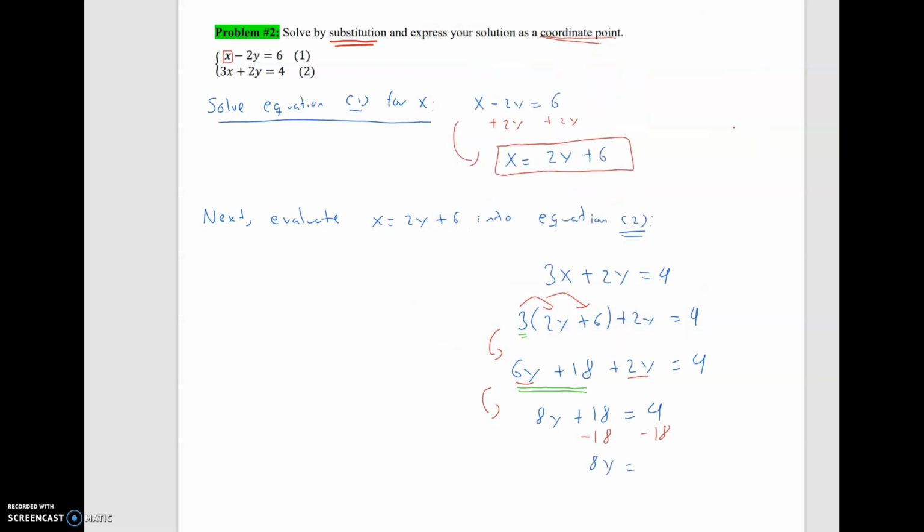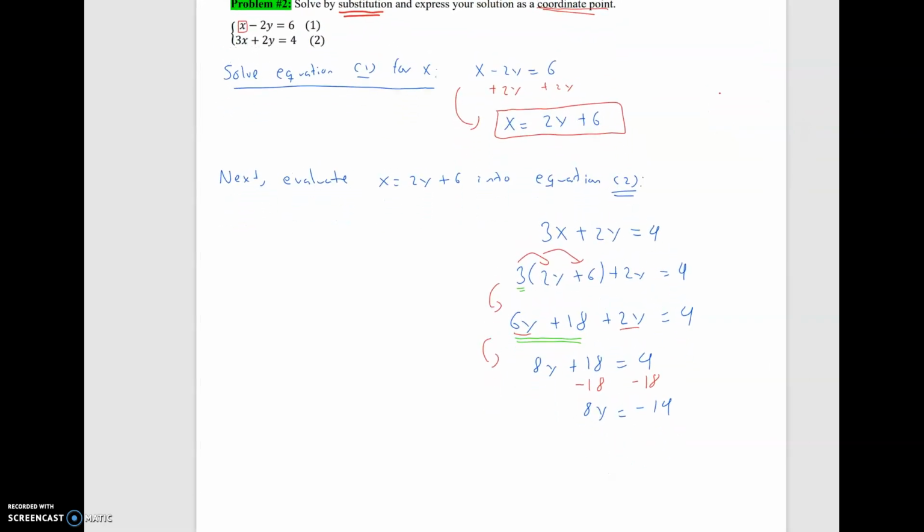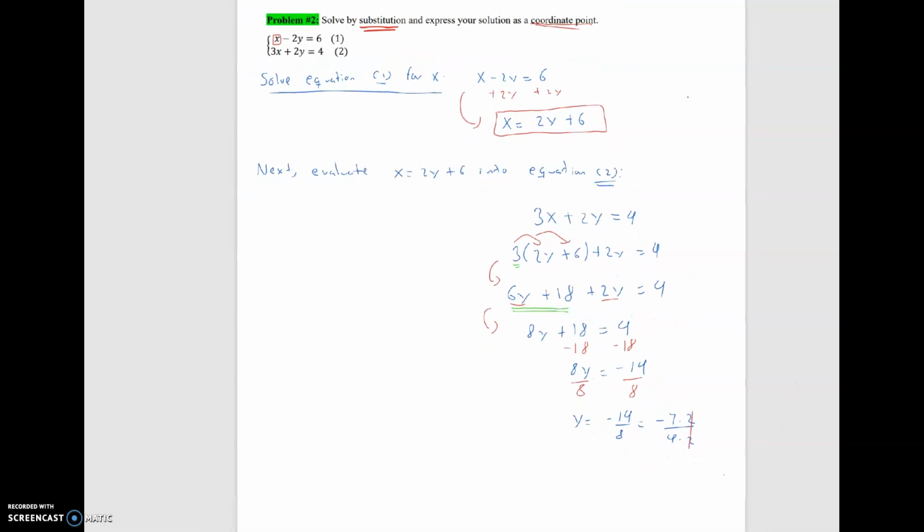So 8y is equal to negative 14, and then we can divide by 8. So your y value is going to be negative 14 over 8, or negative 7 times 2, and 4 times 2, and this one reduces to negative 7/4. So our y value is equal to negative 7/4.